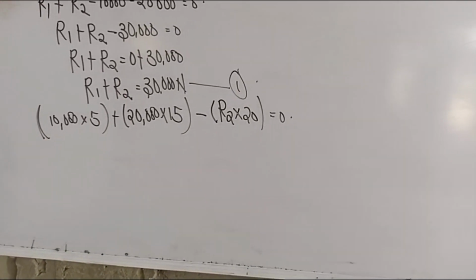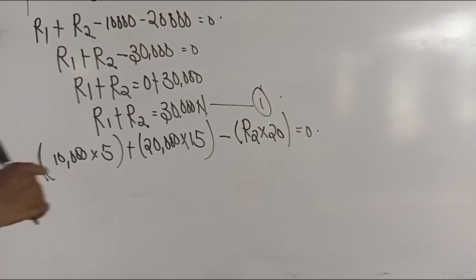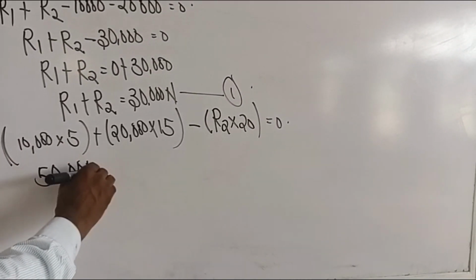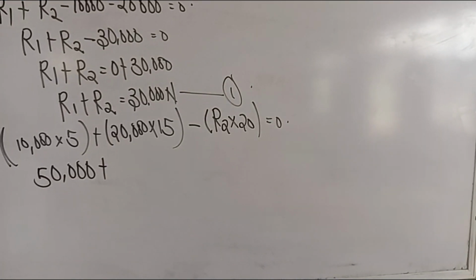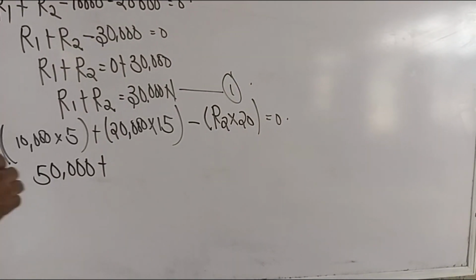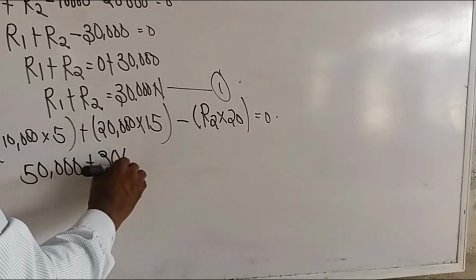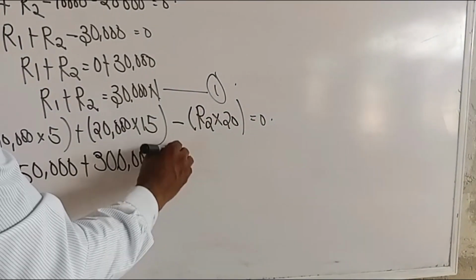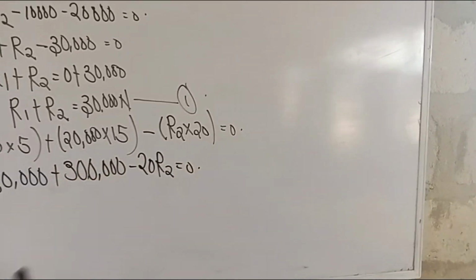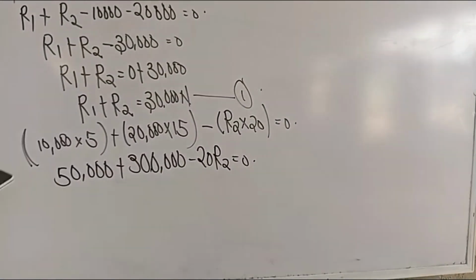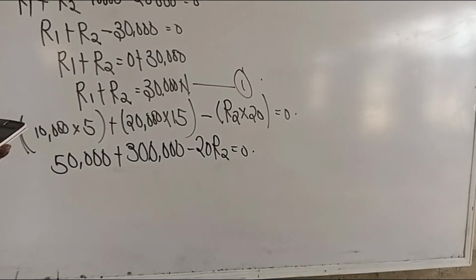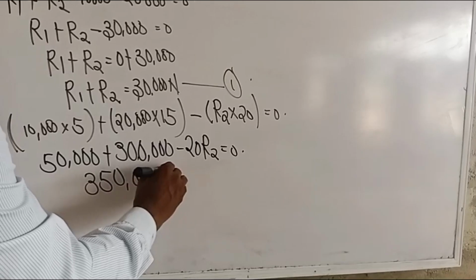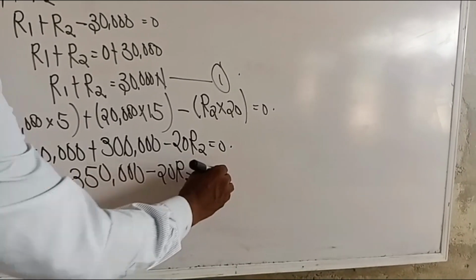So let's simplify what we have. 10,000 times 5 will give us 50,000, plus 20,000 times 15 will give us 300,000, minus R2 times 20, that is 20 R2, equals 0. So I can add these two together, 300,000 plus 50,000 will give us 350,000 minus 20 R2 equals 0.